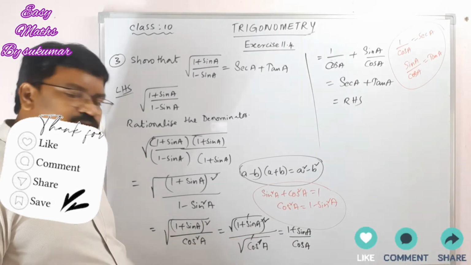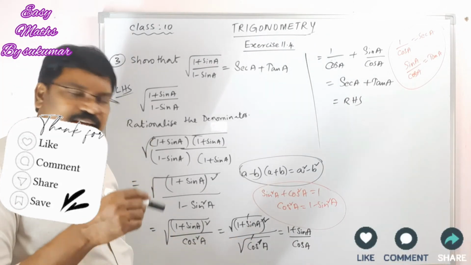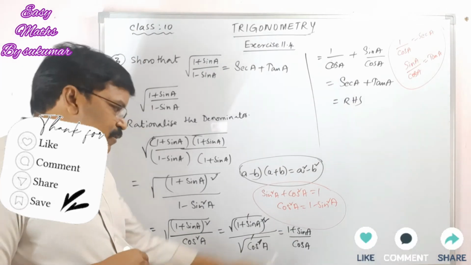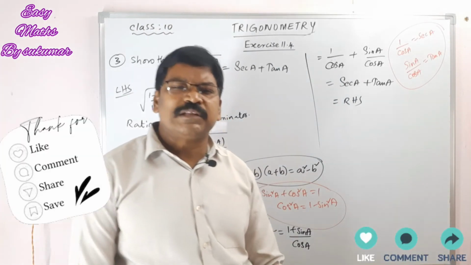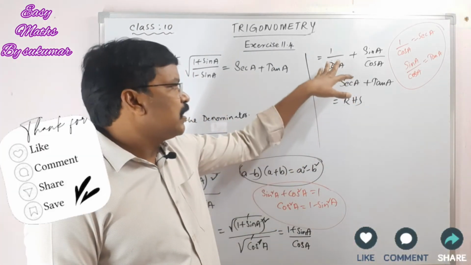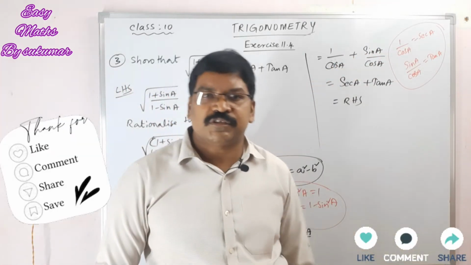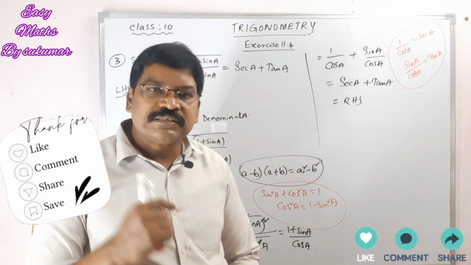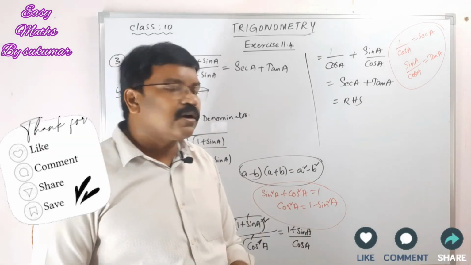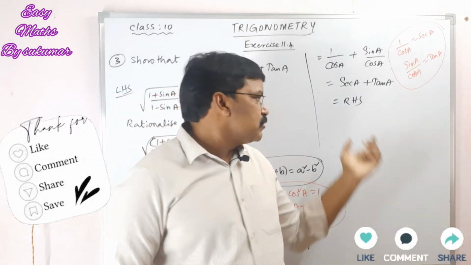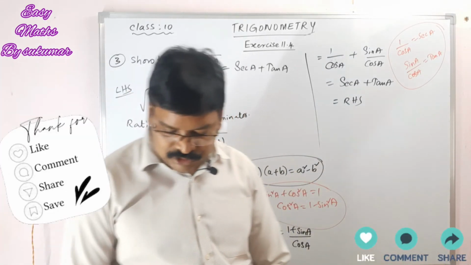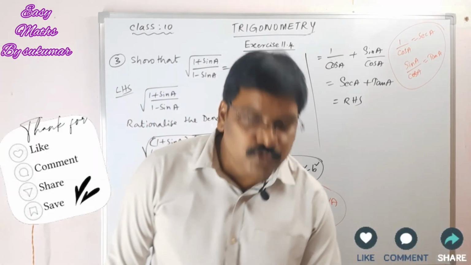So this is 1 plus sin A whole square by cos square A. Square and root cancel again. 1 plus sin A by cos A. Just split this cos A. How? 1 by cos A plus sin A by cos A. 1 by cos A means what? Secant A. And sin A by cos A is tan A. So this result is equal to the RHS. Hence it is proved.